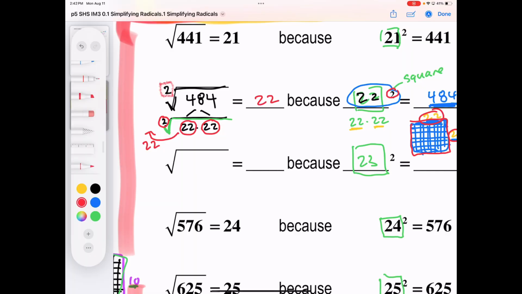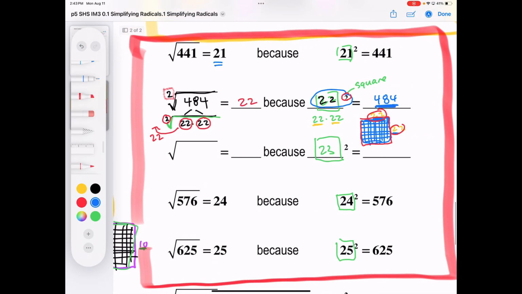Okay, let's try the next line. Class 21, 22, this one's going to be what? 23. So 23 squared is equal to, tell me your answer, 529. Right? I want you to know that 23 squared is 23 times 23.